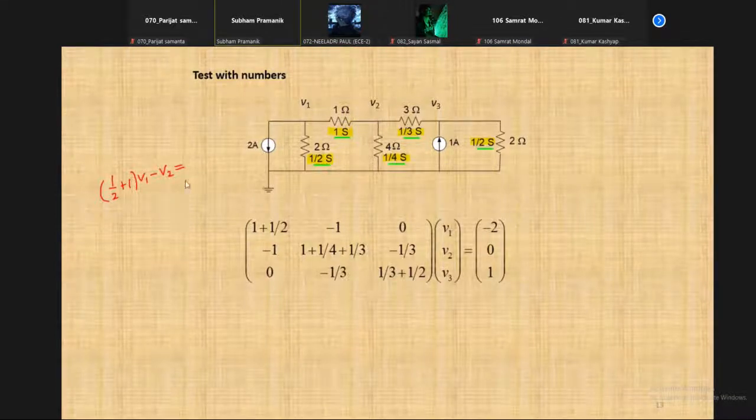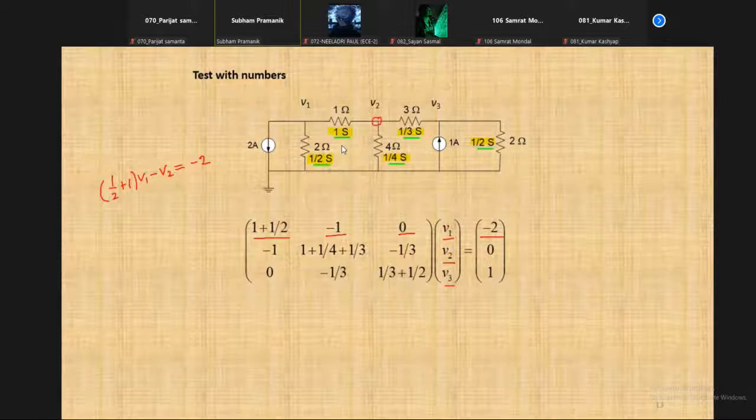If you take plus 2 to the right hand side, then it becomes minus 2. You see? Yes, sir. 1 plus half, minus 1, 0, multiplied with V1, V2, V3, that is equal to minus 2. No problem. Write the same for node 2.